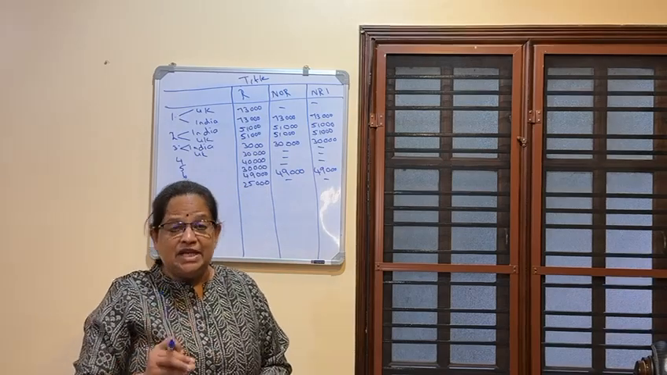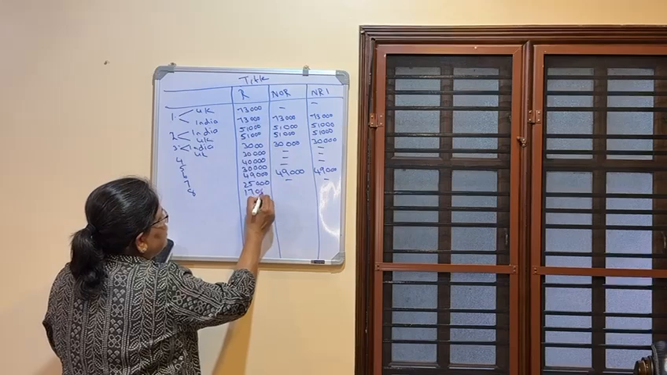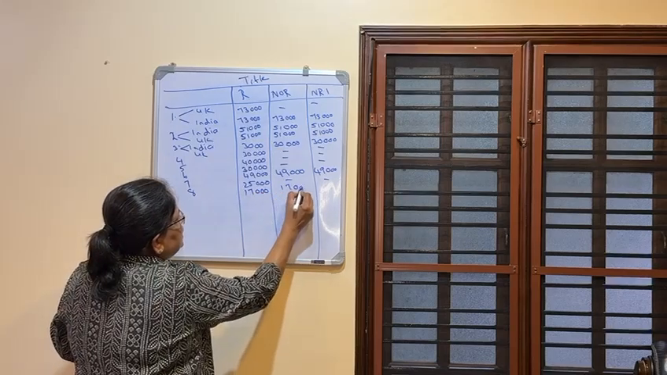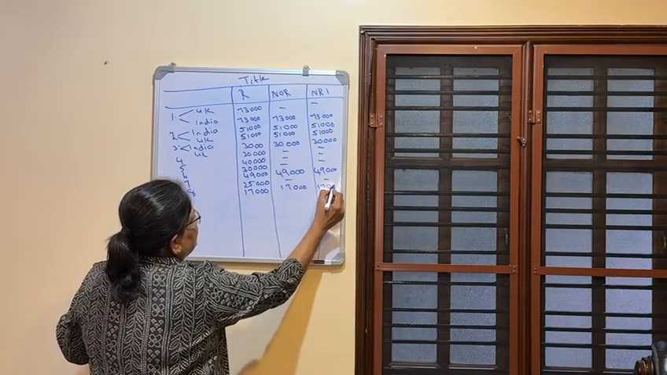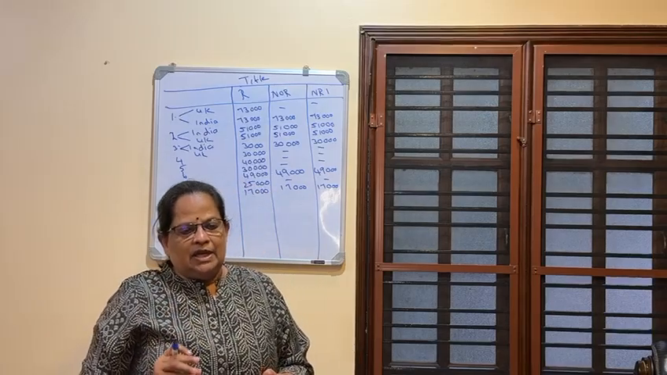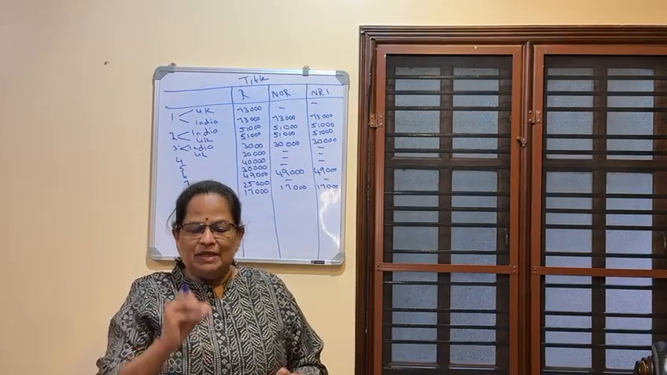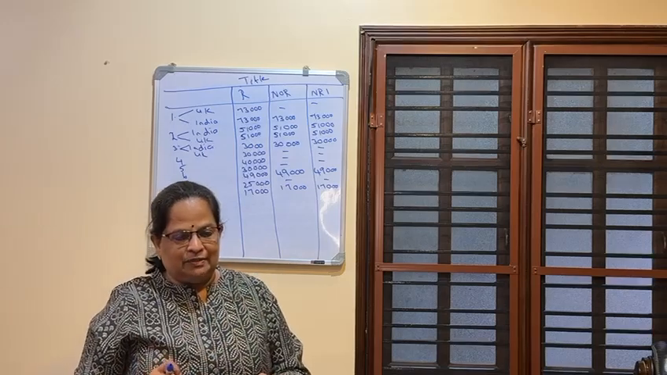17,000 is an Indian income, so it will be taxable in all cases. 17,000 will be taxable in all cases. Dividend from an Indian company: earlier I told you it was not taxable, but this is rule 1, it is taxable.